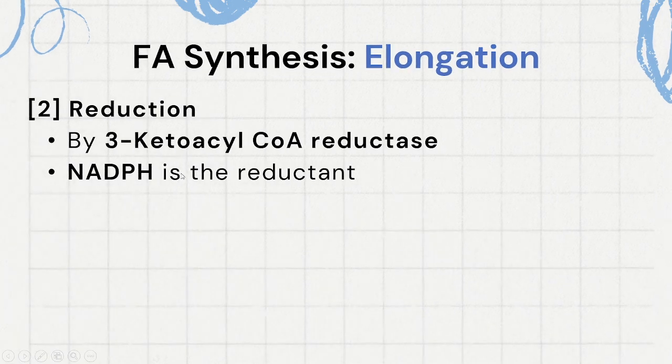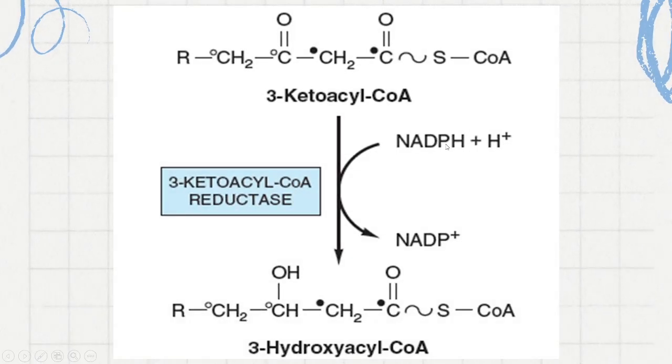The second reaction of elongation is reduction using NADPH, and the enzyme is the 3-keto-acyl reductase activity of the elongase enzyme.